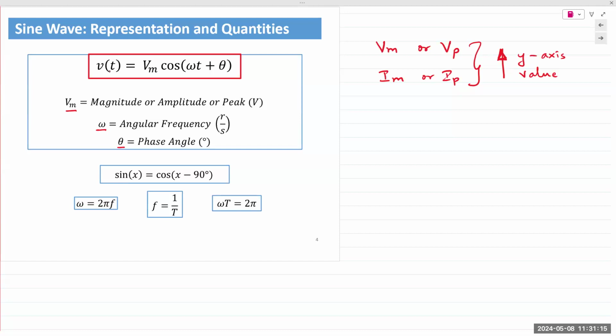All three quantities have three different units. If it's v of t, then Vm has volts, omega is radians per second, and theta is in degrees. But that equation is describing voltage as a function of time, so the entire mathematical expression has units of volts. And then we'll look at those three quantities in detail. Then you can ask your questions. All right. One thing you should also be aware of is the identity: sine x is cos of x minus 90. That will come up later.